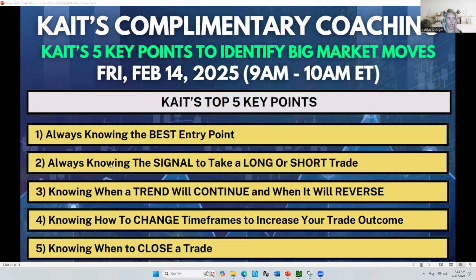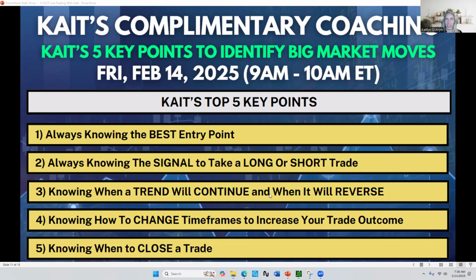Another point, knowing the signal to take a long or short trade. So if you're someone who gets in too early to a trade or too late to a trade, then we need to work on the signal that tells us when to go long or short. We shouldn't be getting into trades too early. We shouldn't be getting in too late. We need to wait for that signal that tells us when to go long or short.